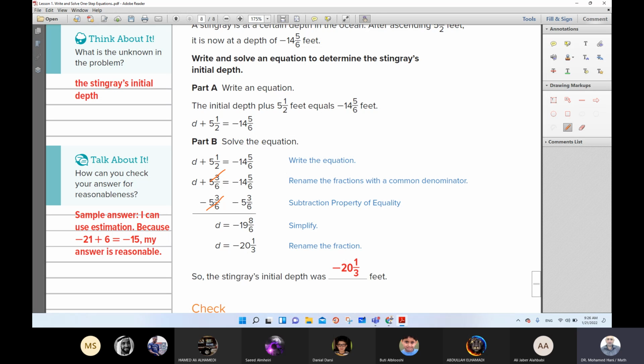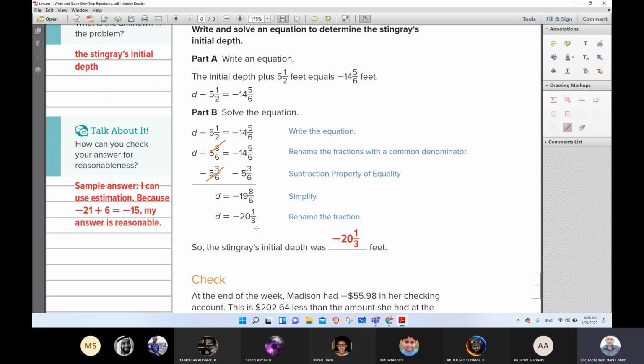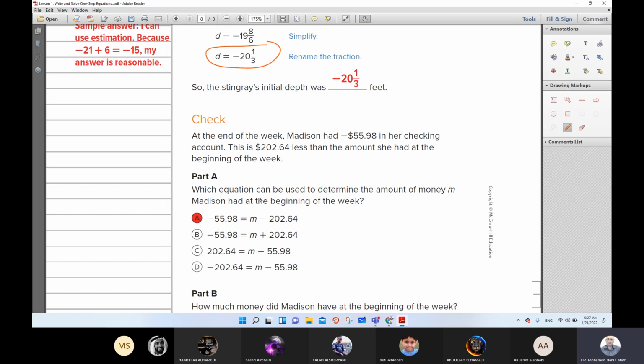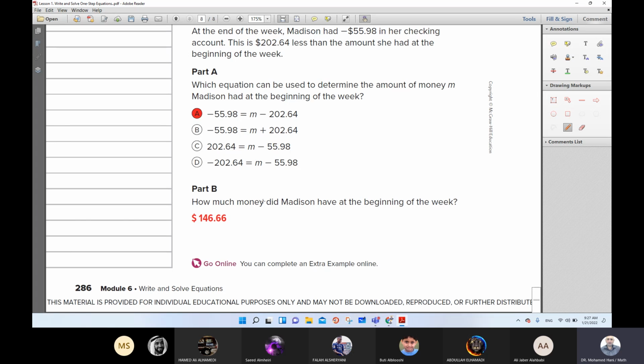And you can do addition here. You will get negative 19 and 8 over 6. And you can put it in simplest form here, divide by 2 up and divide by 2 down. And you will get here negative 20 and 1 over 3. And here the same idea. So this is our lesson for today.